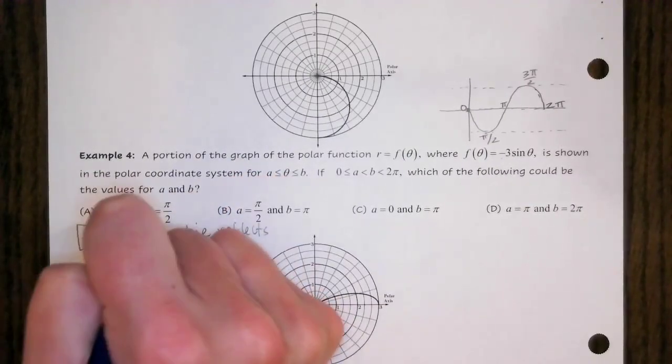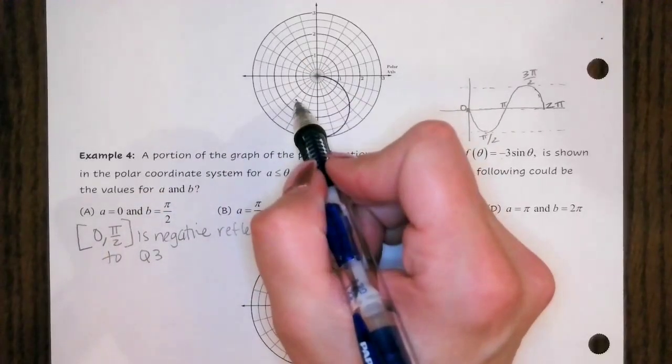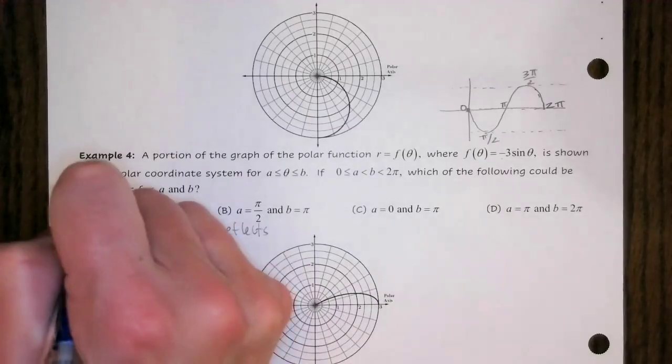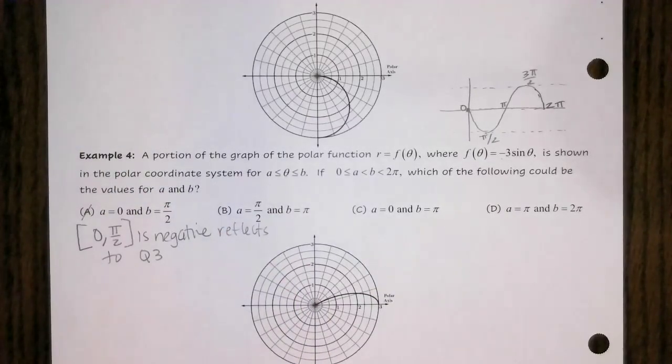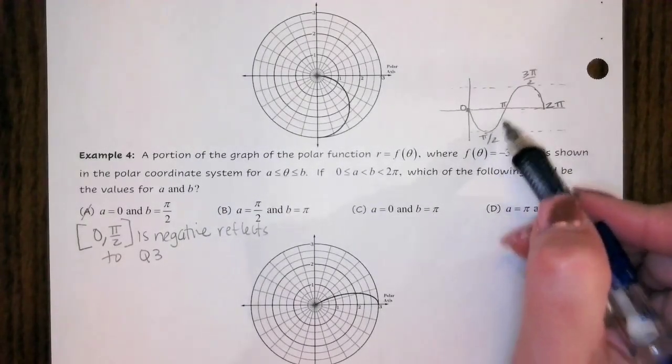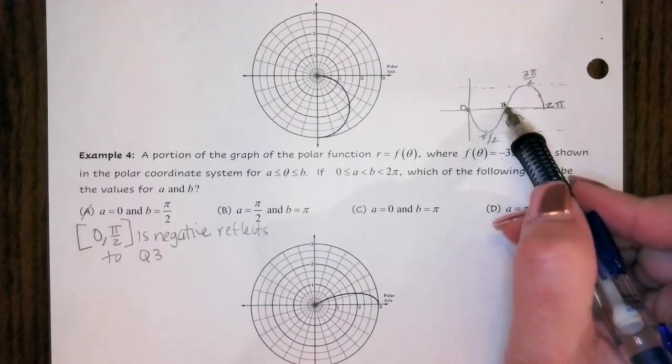So it reflects to quadrant 3, where we do not have the points. So we know from 0 to pi over 2 is out of the question. It can't be that one. All right. For our next values here, from pi over 2 to pi, they are also negative.